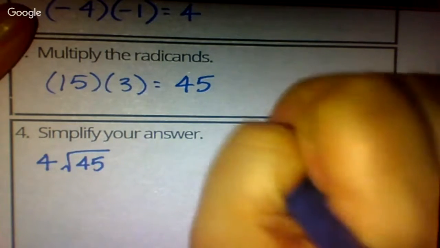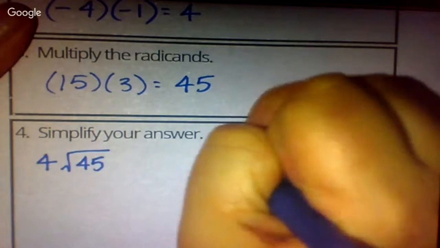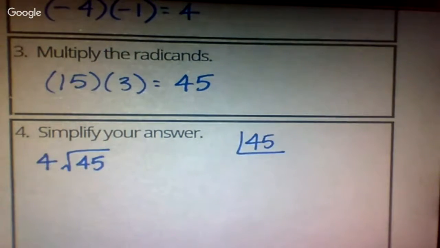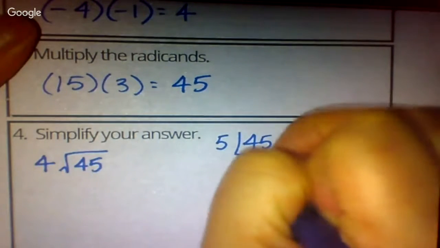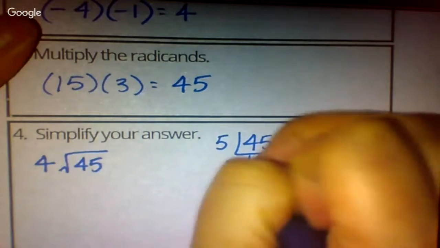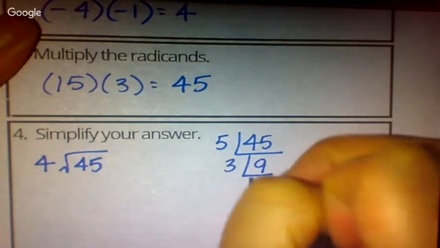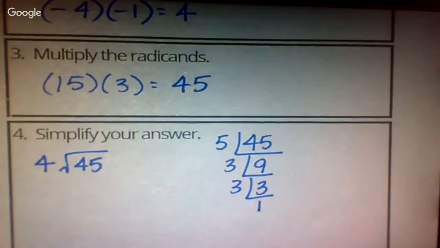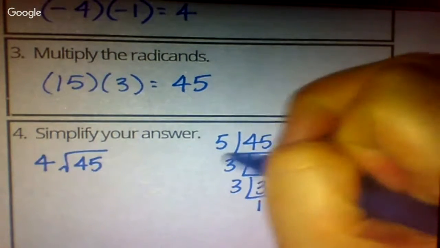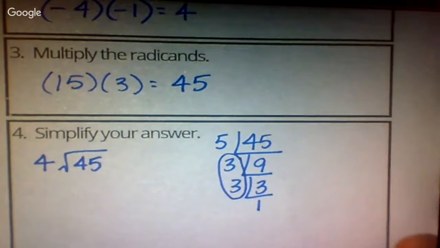Now we need to simplify. What goes into 45 that is prime? 5. What are you left with? 9. What goes into 9? 3 and 3, and 1. We're dealing with square roots, so what am I grouping in? I'm grouping in 2s. So I have a group of 3s.